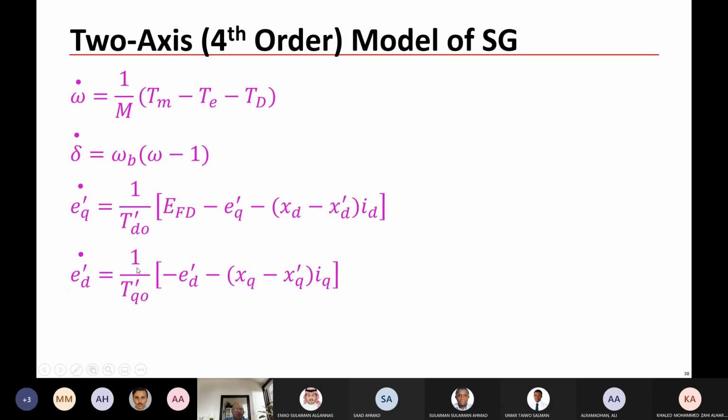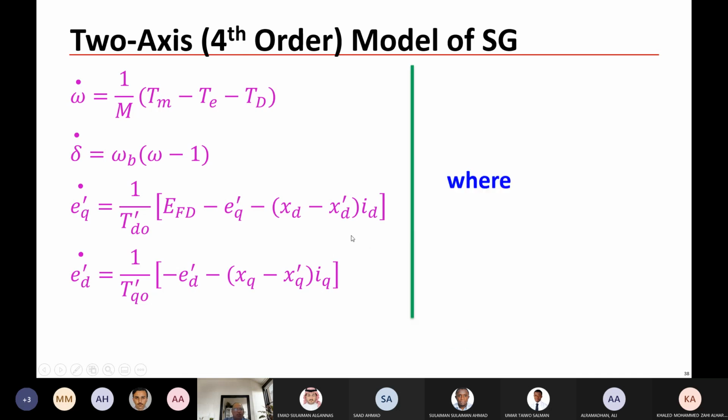This ED prime dot is equal to 1 over TQO prime times minus ED prime minus XQ minus XQ prime IQ. Of course, there is no field voltage in the quadrature axis, field voltage is in the direct axis only. So we don't have a similar term here. It is the same, but we consider here the dynamics in ED prime as well. So this is the fourth order model, or what we call the two-axis model. We consider here dynamics in D and Q.